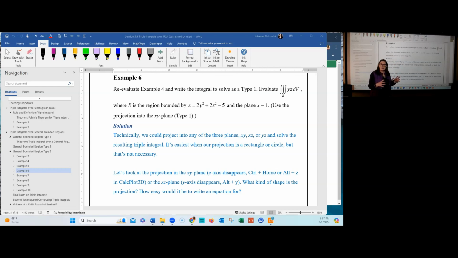And that's where we cast the projection into the xy plane. Our function of 3 independent variables is f of xyz equal to yz. And E is the region bounded by a paraboloid x equal 2y squared plus 2z squared minus 5, and the plane x equal 1. Let's take a look at calcplot 3D so we can remember what our region in the domain looks like.